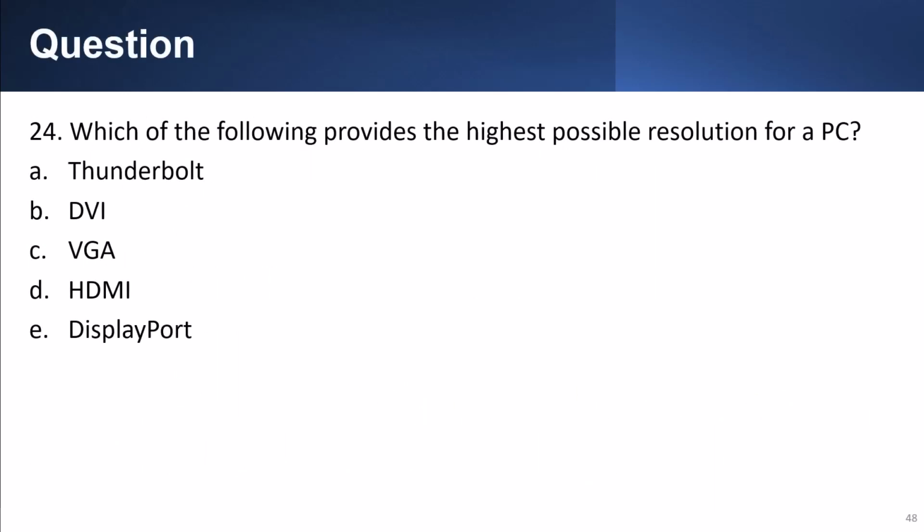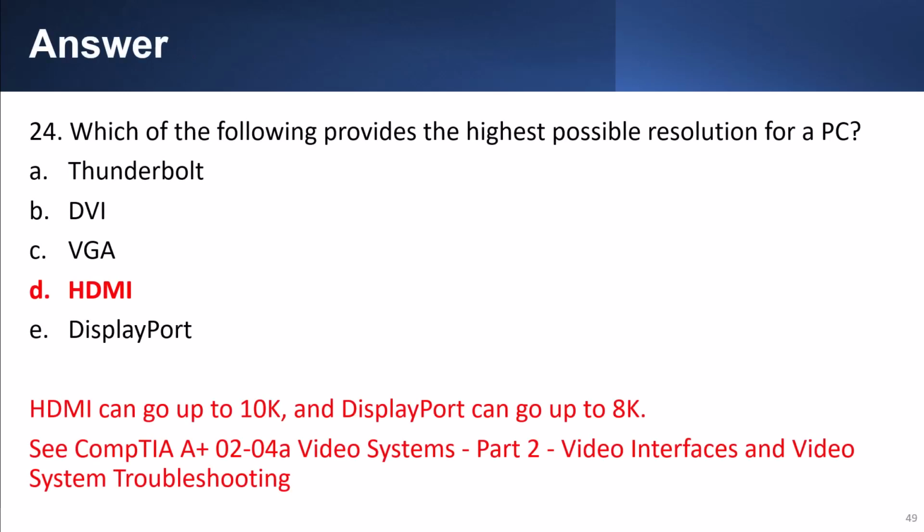Question 24. Which of the following provides the highest possible resolution for a PC? Answer: HDMI. HDMI can go up to 10K and DisplayPort can go up to 8K.